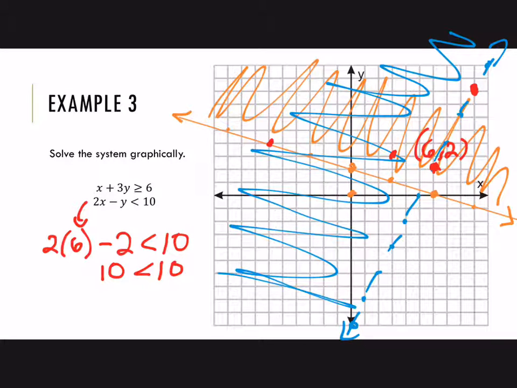So basically, to summarize, your solution is the overlapped shading, and then you can include things along the boundary of the overlapped shading as long as it's a solid line, but not if it's a dotted line.